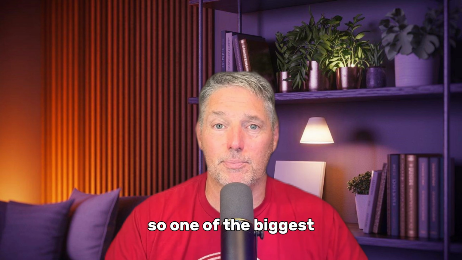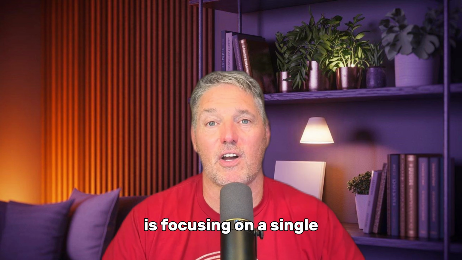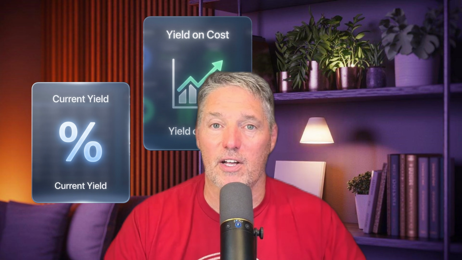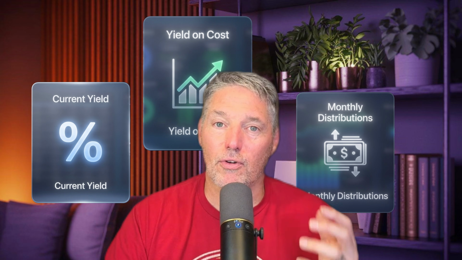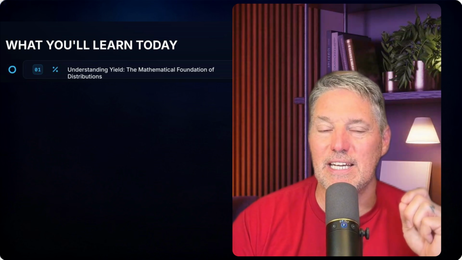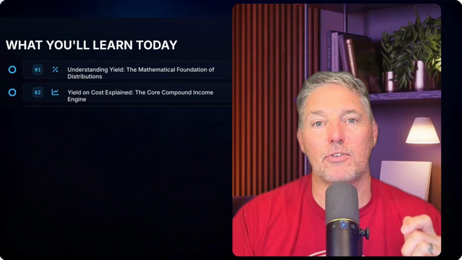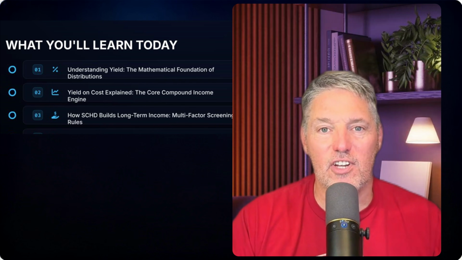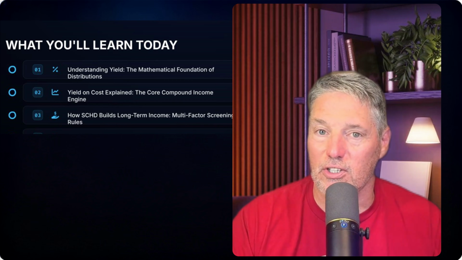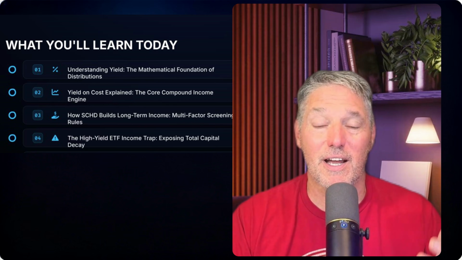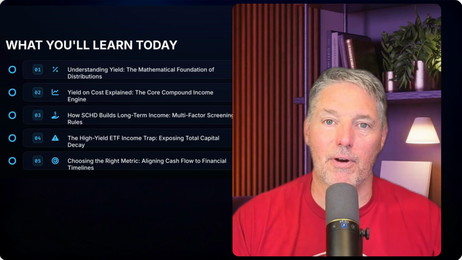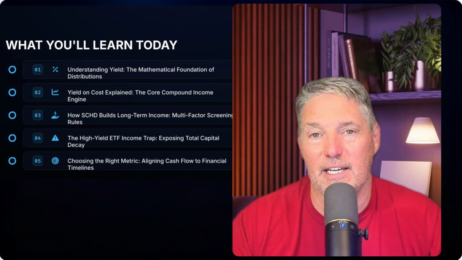So one of the biggest mistakes investors make is focusing on a single number. They look at yield, or they look at yield on cost, or they look at monthly distributions. The problem is these are three completely different measurements. By the end of this video, you'll understand what yield actually measures, what yield on cost measures, and why SCHD can produce a double-digit yield on cost, why some income ETFs can maintain similar yields while your income actually falls, and which number I think matters most for retirement and income investors.